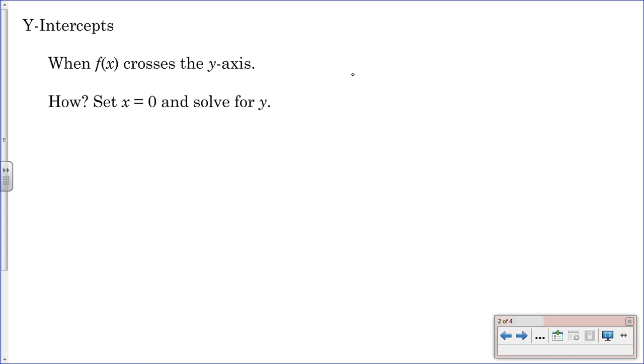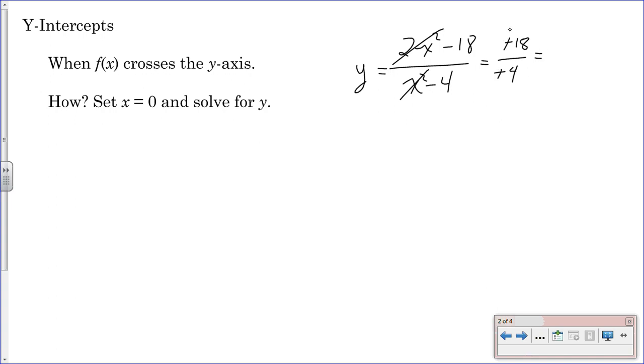So let's look at an example here. y equals 2x squared minus 18 over x squared minus 4. So how do we find the y-intercept? Well, we set x equal to 0, so this is gone and this is gone. So this equals negative 18 over negative 4. The negatives equal a positive, and you can pull a 2 out of here and get 9, a 2 out of here, get 2. So it's 9 over 2, or 4.5, is our y-intercept.